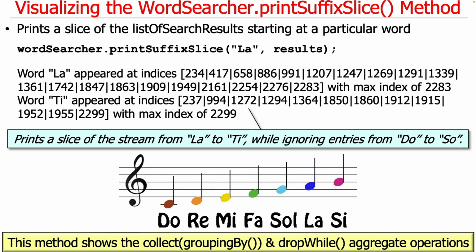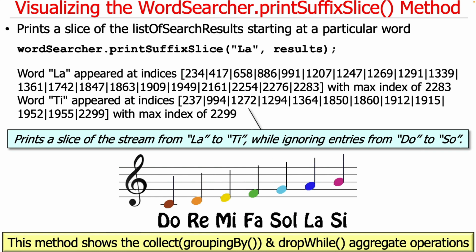The suffix slice says start from a particular word like la, and then print that entry followed by anything that comes after it. So if you say I want to print from la, that'll print la and T. Not C. I'm not sure why it says C. Must be the Spanish version of the song.